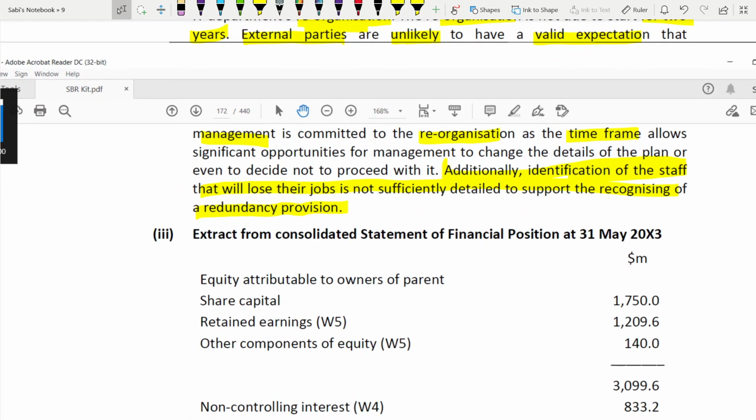Third, you have to make the extracts for the equity section only, extracts. So when you're writing extracts, please mention your subheading should be what? Extracts. You need to write extract. From the consolidated statement of financial position, please write the date, and it's a consolidated statement of financial position. Okay, write in dollar million. Now starting with what? What are you starting with?